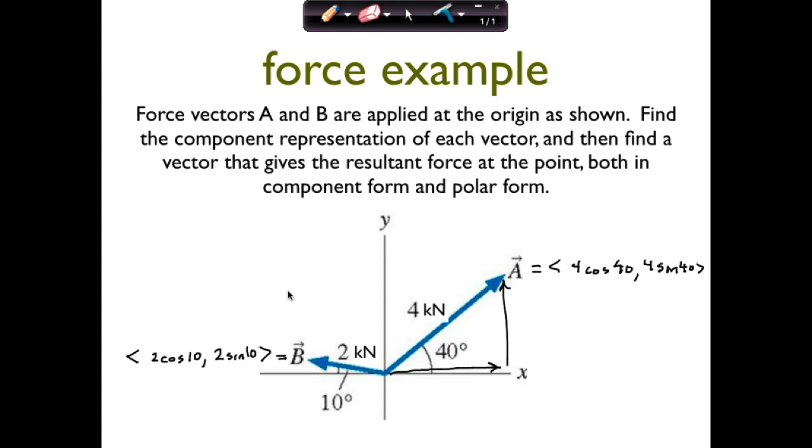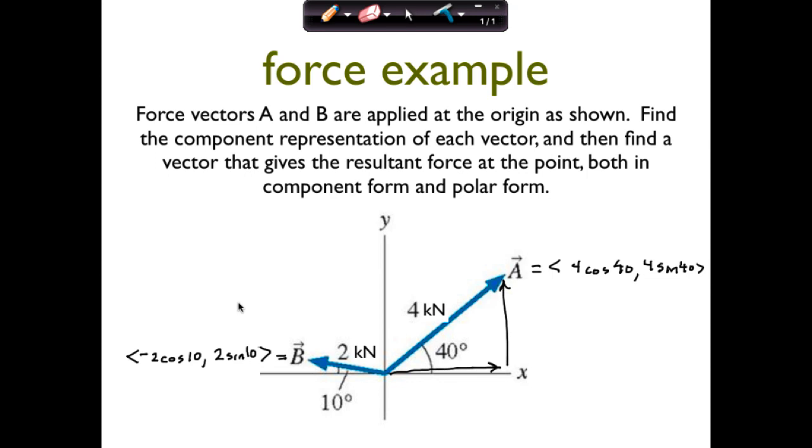Or, how could you write them as both positive? 170. Yeah, if you wrote 2 cosine 170 and 2 sine 170, then that would automatically make it negative, right? Because the cosine of 170 gives you the negative sign. Or do negative 2 cosine 10. Either way works. It gets you the same thing.